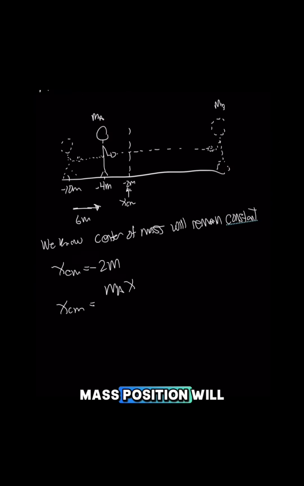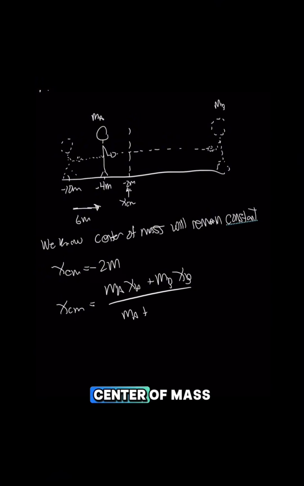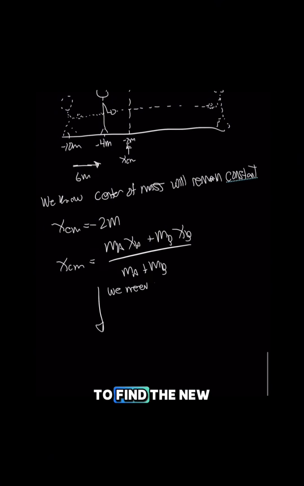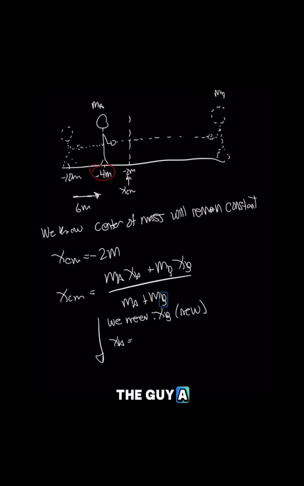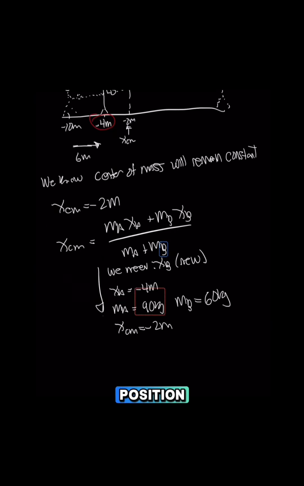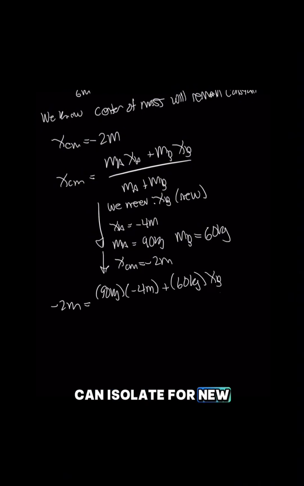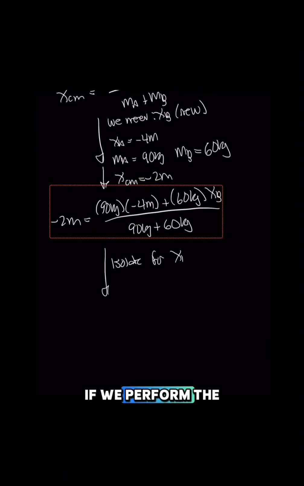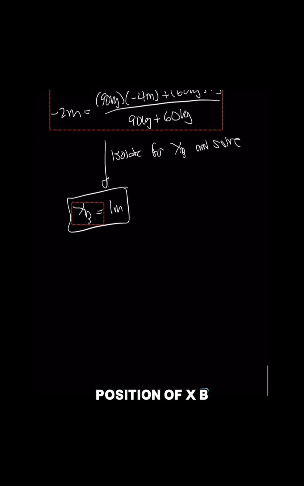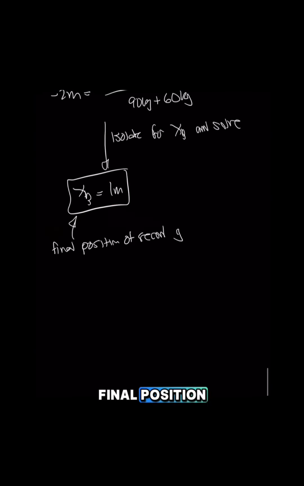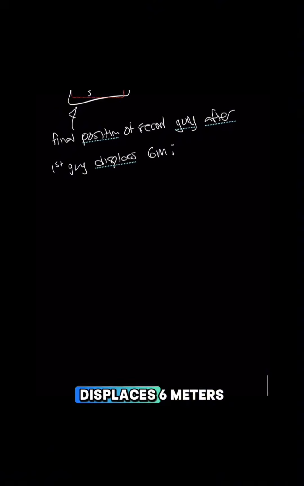Now this center of mass position will remain constant, and so we can apply our center of mass equation again, noting that we need to find the new x_B position. We can just plug in the new position of guy A as well as the other known variables with the constant center of mass position. Do that and we can isolate for the new position of x_B. If we perform the necessary operations and compute, we find that the final position of x_B is going to be 1 meter. So this is the final position of the second guy after the first guy displaces 6 meters.